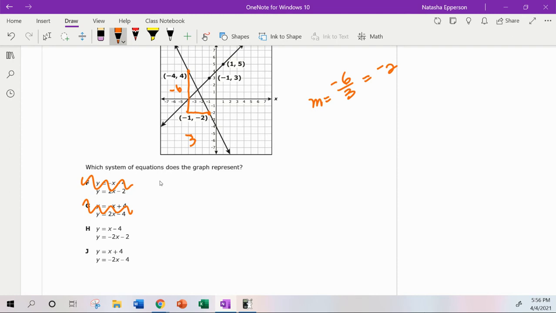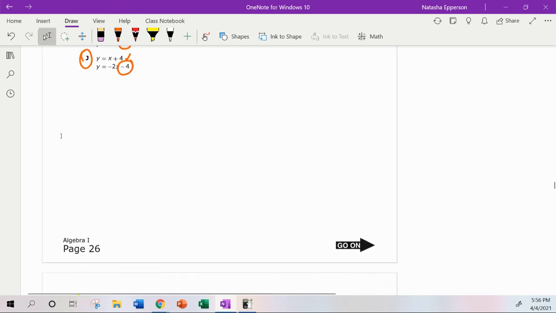Okay, so now looking at our answer choices, I'm going to look at the Y-intercept of the one that I just found the slope of. Looking at some of the differences, both equations have a positive 1 slope, so that means there's no difference there. The negative 2 slope equation, this one has a Y-intercept of negative 2. This one has a Y-intercept of negative 4. This equation here has a Y-intercept of negative 4, so then that means that has to be my answer choice. All right, and I don't even have to go any further.